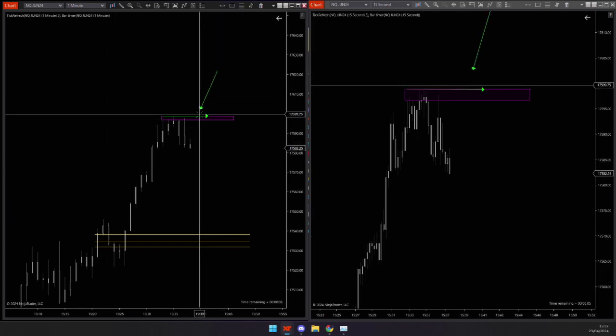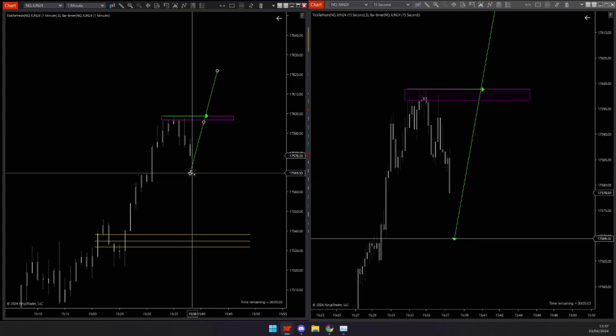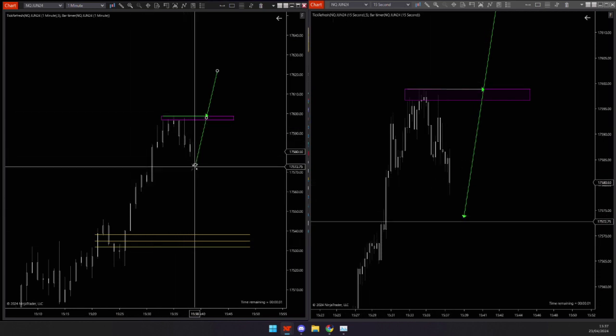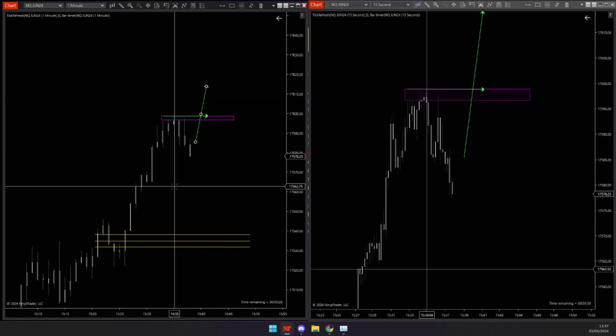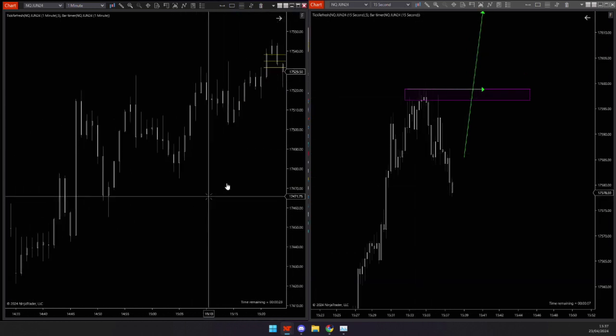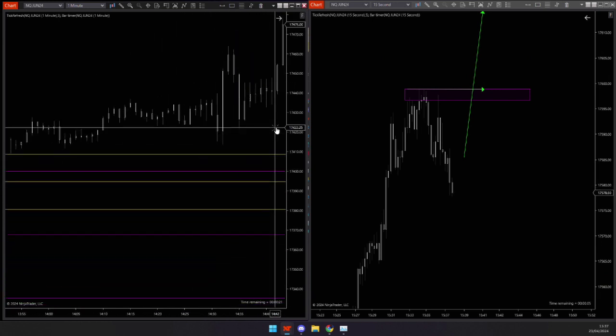Though I do say you'd wait for a manipulation move above here, it doesn't mean it has to happen. Price can just, as you can see, the momentum right here is very strong. Price shoots up all the way, and all that does is create a swing, as price has been doing.